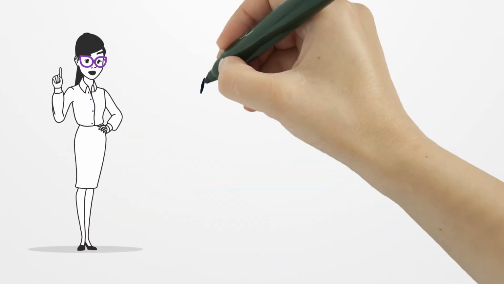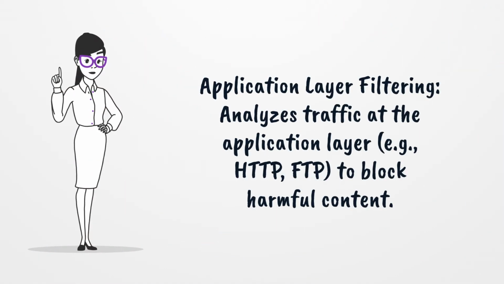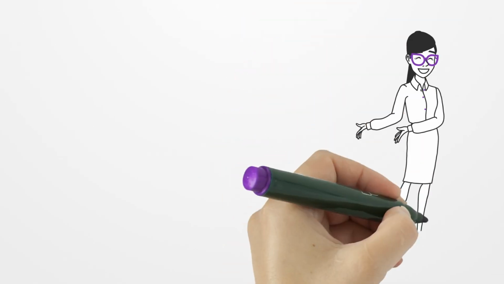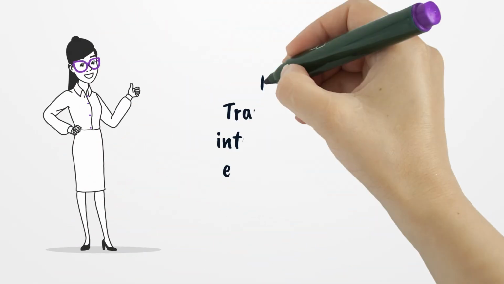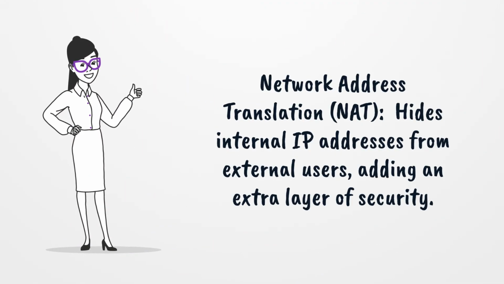6. Application layer filtering. Analyzes traffic at the application layer, for example HTTP, FTP, to block harmful content. 7. Intrusion prevention. Identifies and blocks known threats and attack patterns. 8. Network address translation, NAT. Hides internal IP addresses from external users, adding an extra layer of security.